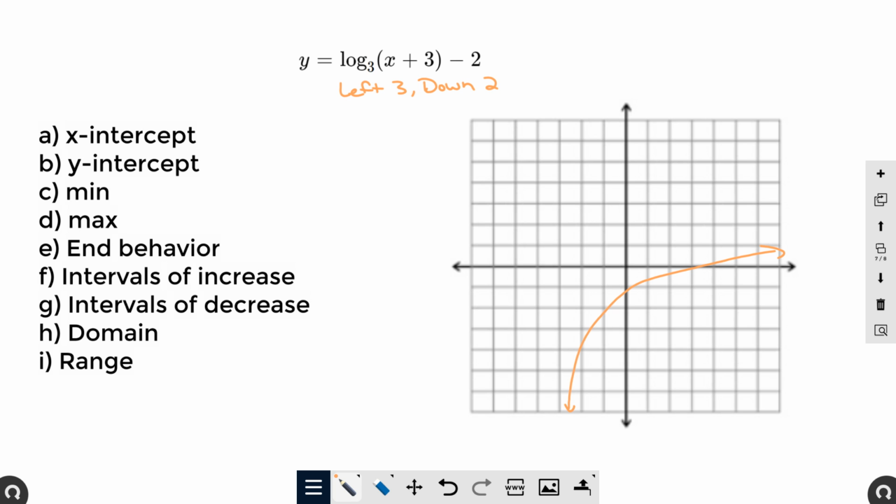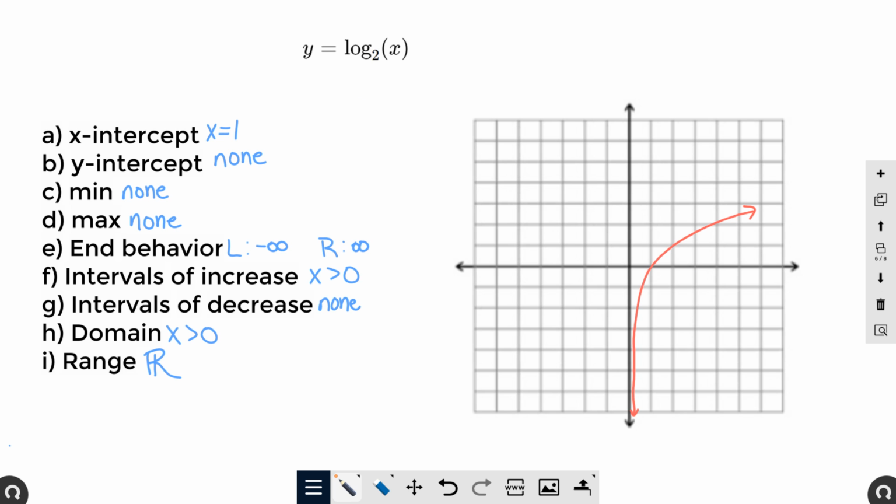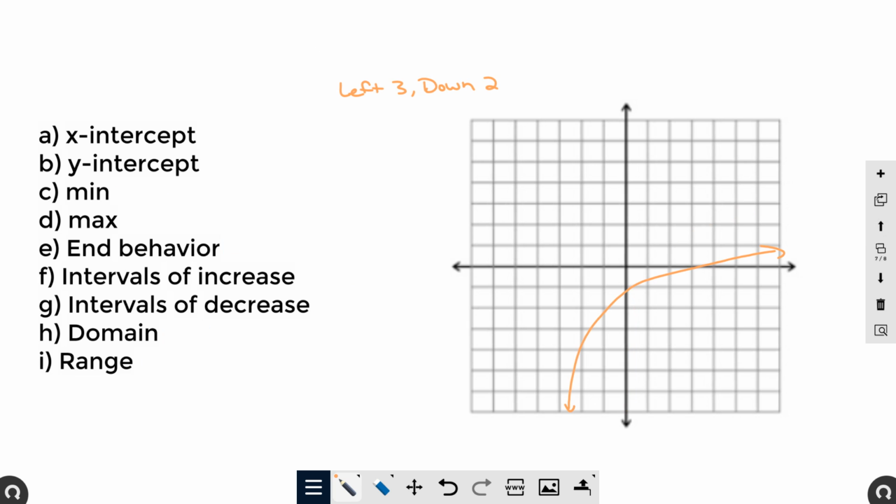Now, the graph that we did before hugged the x-axis, x equals 0. What line does this graph hug? -3, because it moves left 3. So keep that in mind when you answer these questions.